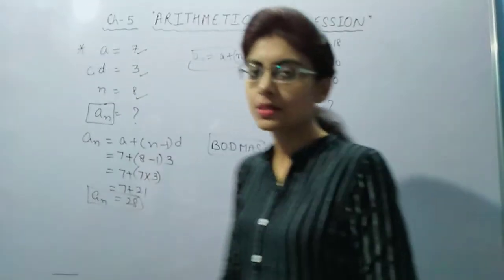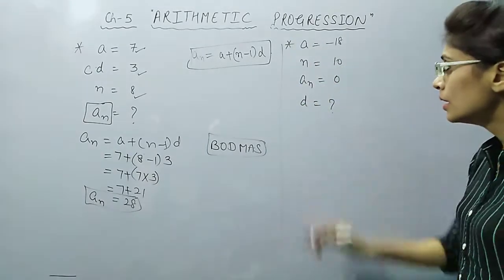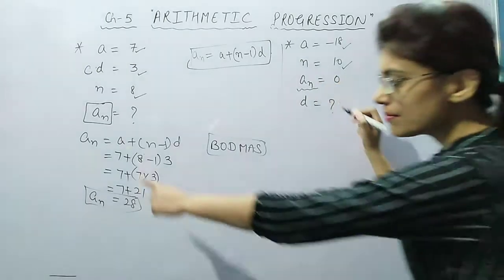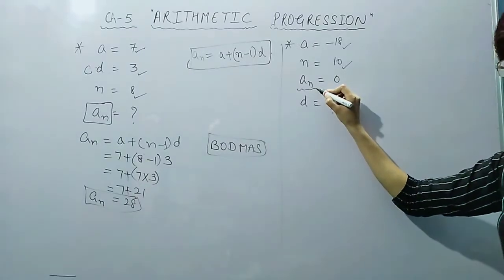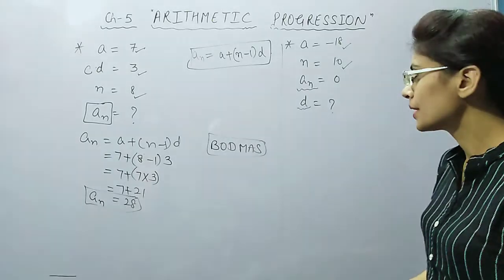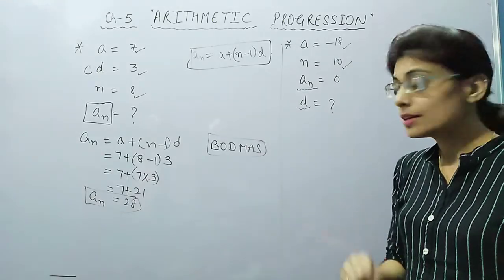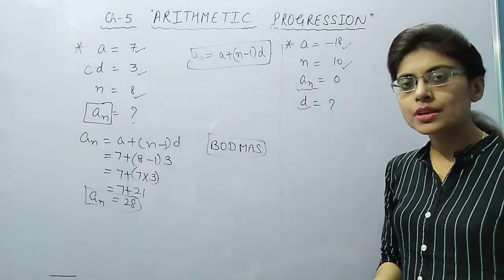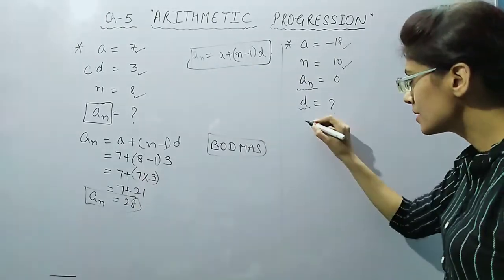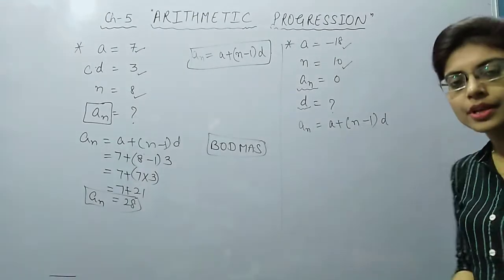I hope this example is clear to you. Now next, second example. Again I will say a is given, n is given, an is given. Here we found the value of an in the previous example, but here an is given and d we have to find. Again the method will be the same. You will be observing these and we shall be revising in mind which formula these terms are used in. This is the formula. So I will write this formula: an is equal to a plus n minus 1 into d.